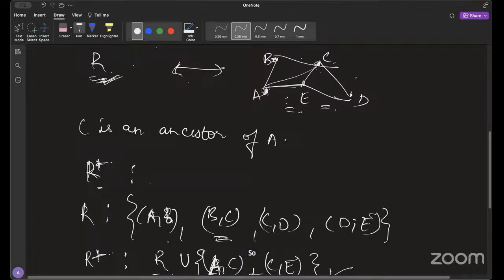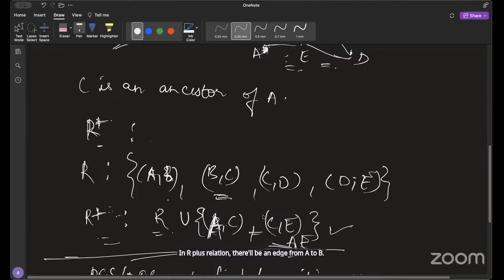So AD, let's just say AD. AD would be an edge in R plus if there is a path from A to D. Is that all right? In simple words, R plus is the collection of all the edges. So if A has a path to D according to this relation, then in the R plus relation, there'll be an edge from A to D. That's the simplest way to look at it.